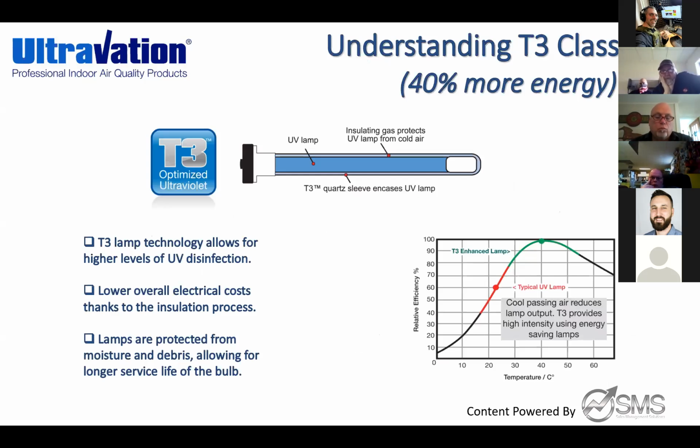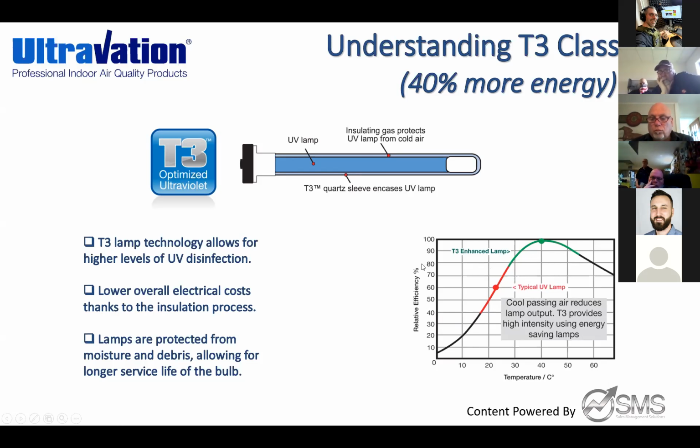So basically, like I just said, you're getting the UVGI technology, but you can only get that by using a UVC lamp. So next we're going to jump into our T3 class UVC lamp. This is patented from Ultravation. This is one of the options that are available from Ultravation when using our products. So I'm going to direct you to the bottom right picture there. That is going to show you the difference in efficiency between using a typical UV lamp and using a T3 enhanced lamp.